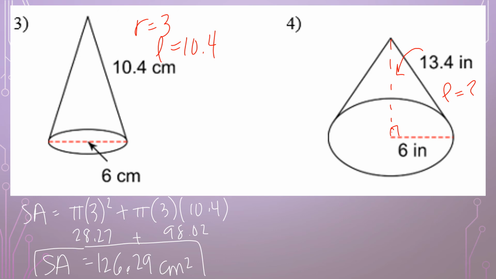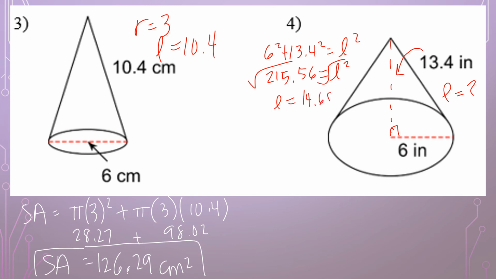Okay, then for number 4, we need to figure out what L is. So we do 6 squared plus 13.4 squared equals L squared. And I'm sorry I changed that up on you, but it's on your homework, so I figured it would be good. If you put that in your calculator, you get 215.56 equals L squared. And then we need to take the square root of both sides, and we get L equals 14.68. So now I have my L and my R is 6.